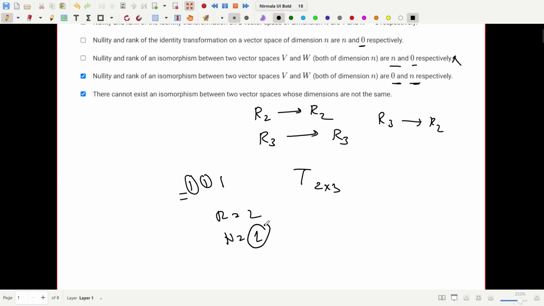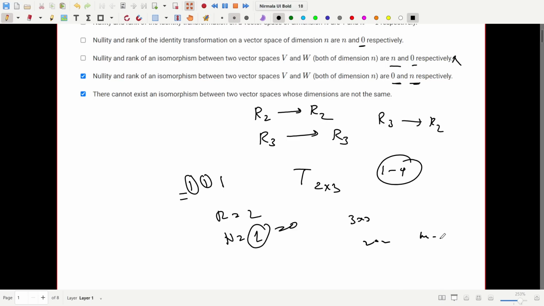So if nullity is there, then it cannot be one-one, because for one-one nullity should be 0. So the matrix should always be square, 3 cross 3 or 2 cross 2, because nullity should be 0 and rank should be equal to the codomain. Then only the one-one and onto conditions will be fulfilled and the map will be an isomorphism. So if the ranks are not the same, then no isomorphism exists.